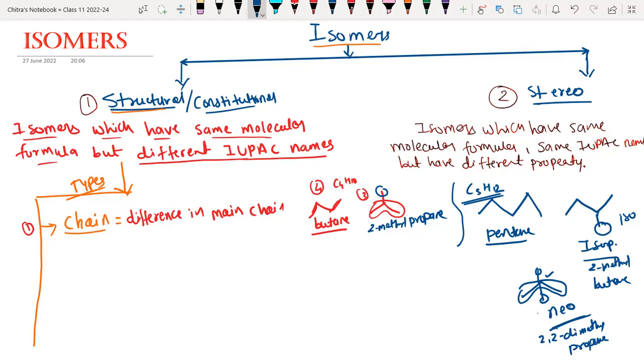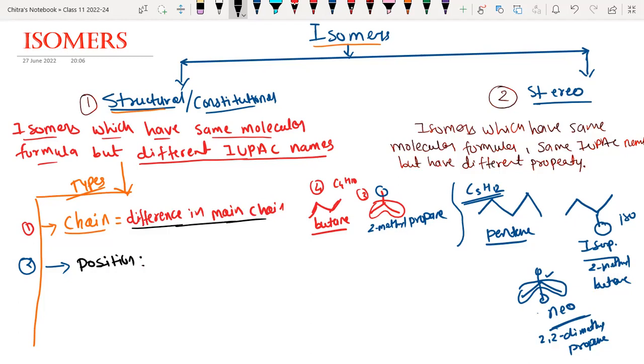Now we are going to discuss the second type. I am using black ink for that. The second one is position. Position structural isomers, or in short, position isomers. Here I'm writing a condition, not the full definition. You have to construct the full definition on your own, and for that you have to understand the concept.